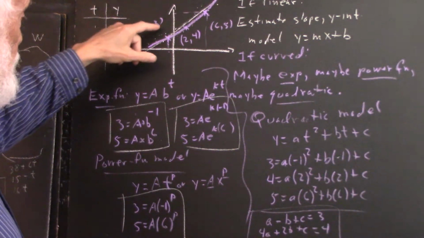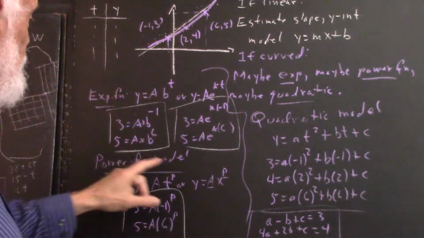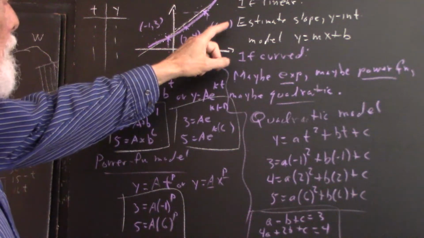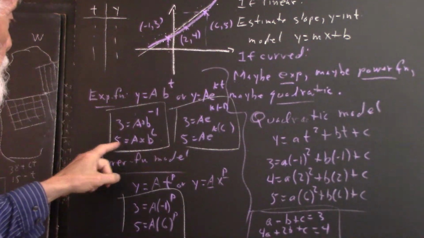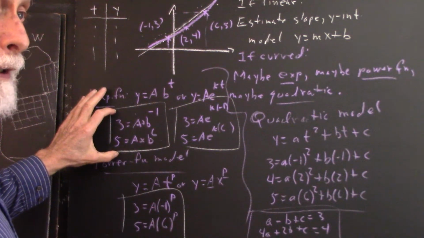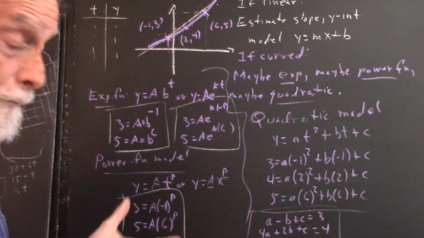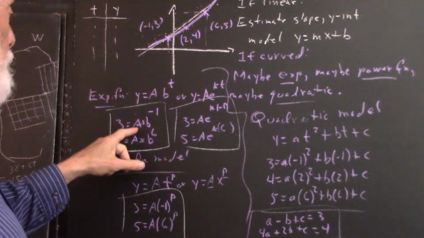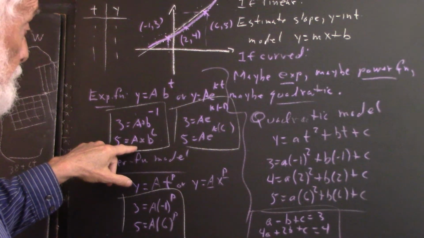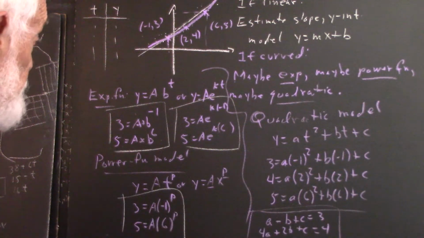So you take the point (-1, 3), plug in 3 for y, -1 for t, and you get 3 equals a times b to the -1. Plug in 5 for y, 6 for t, you get 5 equals a times b to the 6th. That's a system of 2 simultaneous equations that you can easily solve for a and b. Your strategy would probably be to solve the first equation for a and then plug that expression in for a in the second. You get an equation in b, and it's a simple equation to solve.